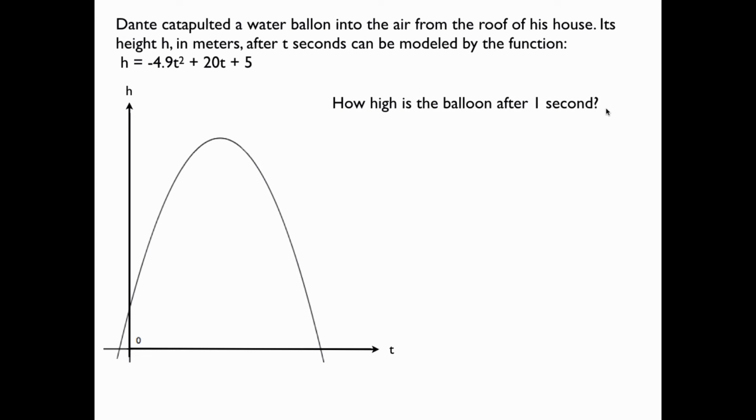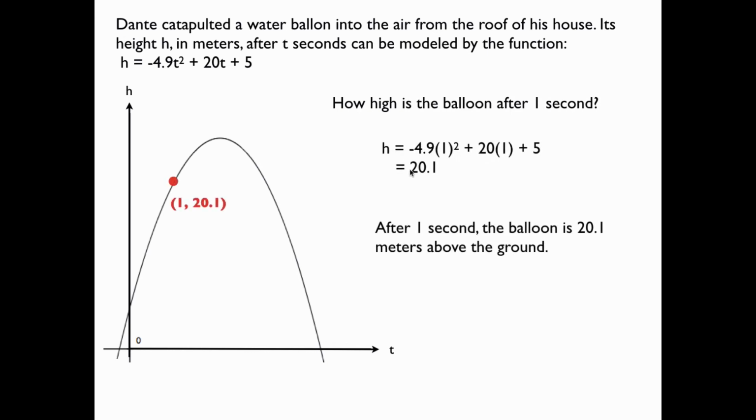Okay, so this question gives us a value for time and asks us about height. So it should be pretty simple. We're being asked to find an output given an input. So we input 1 and we get out 20.1. So after 1 second, the balloon is 20.1 meters above the ground.